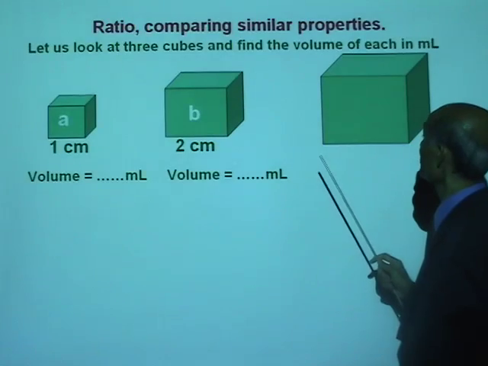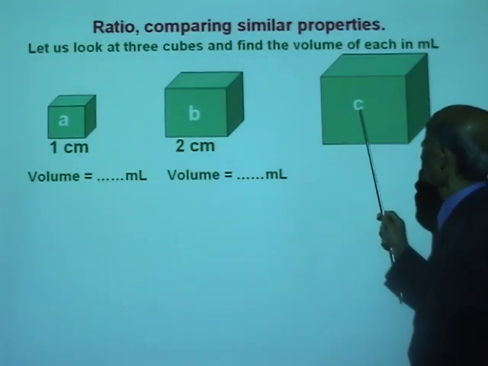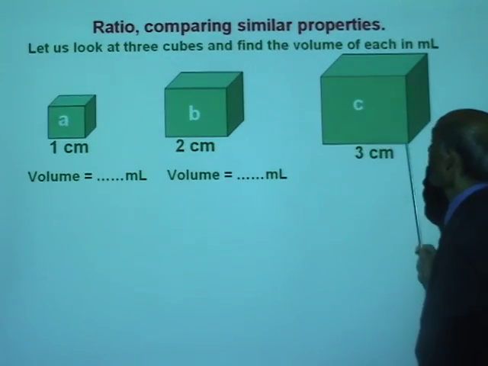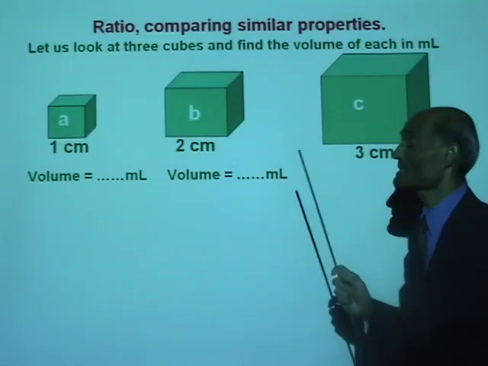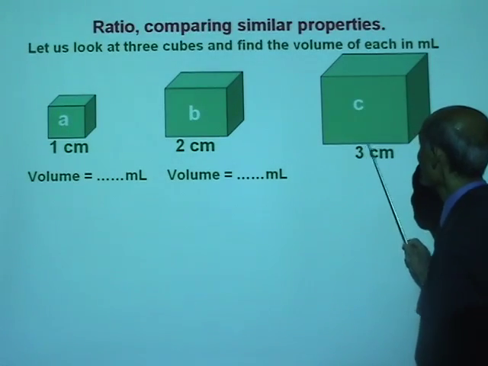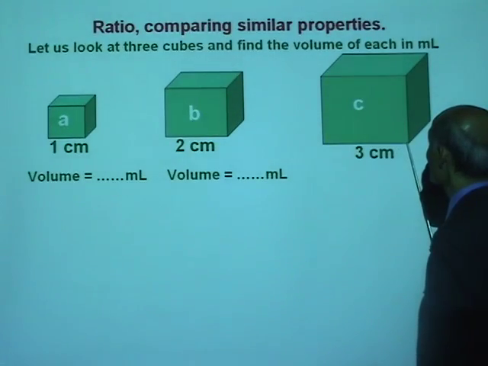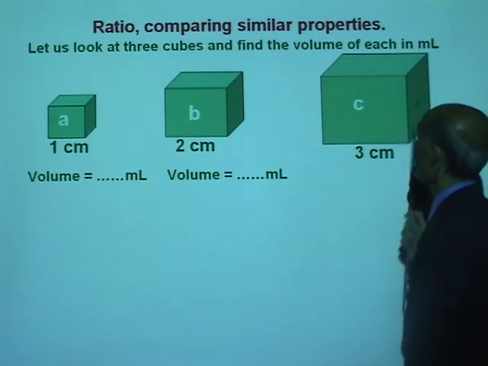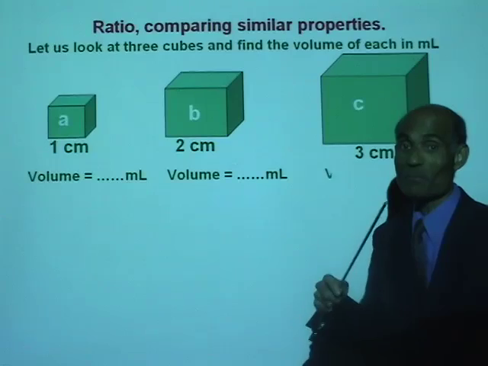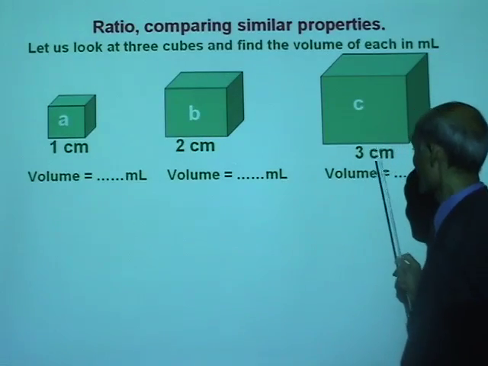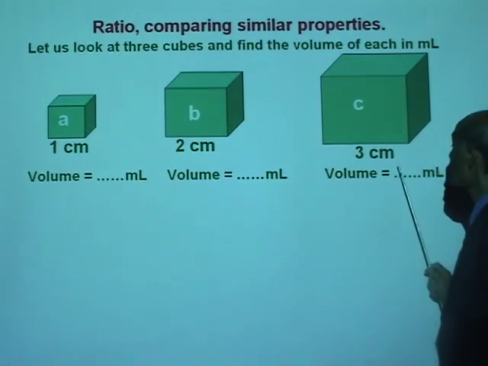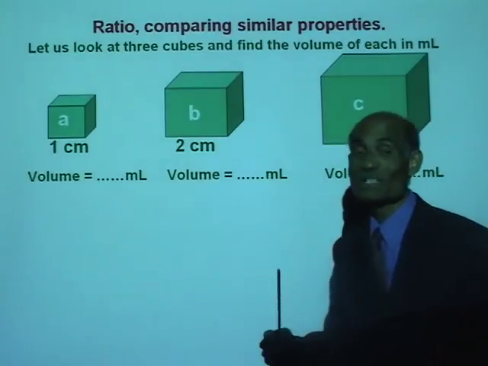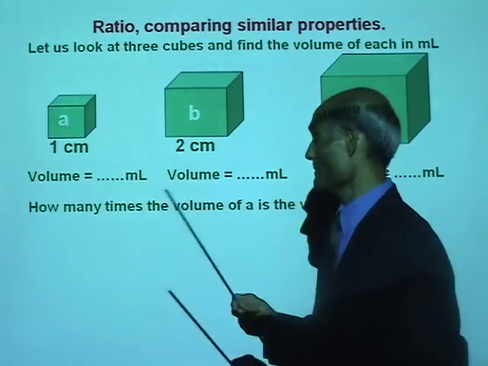You have a third cube called C, and one side of it is 3 centimeter. Therefore, its volume will be 3 centimeter multiplied by 3 centimeter multiplied by 3 centimeter. How much is that? That will be 27 centimeter cube or 27 milliliter.